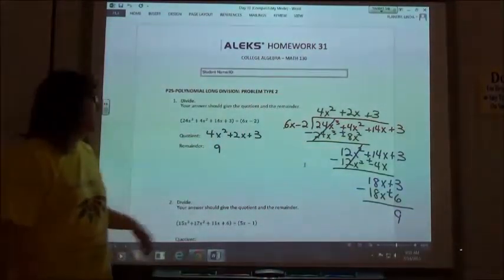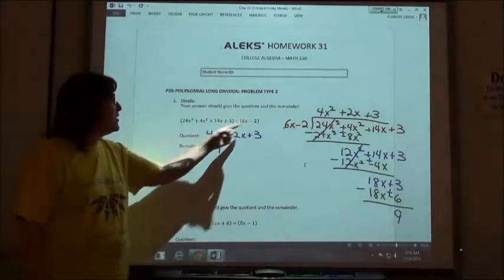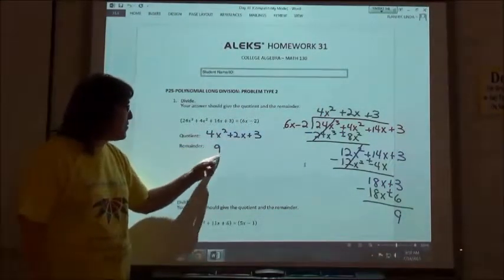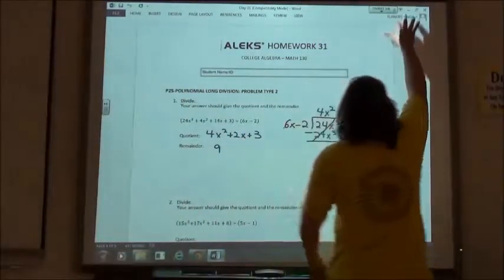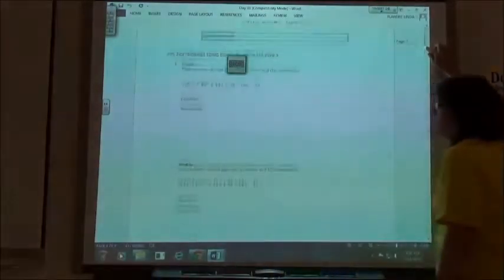And again, if you really wanted to, you could take your 6x minus 2 times your quotient and add your remainder, and it should work out to what you started with.